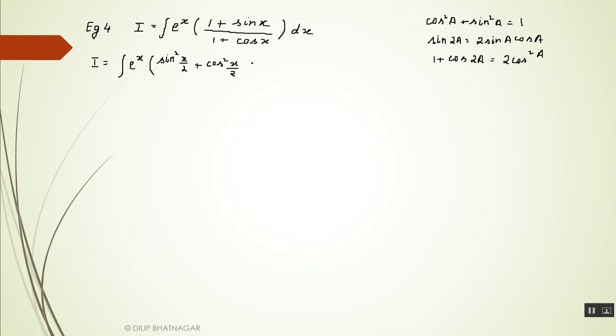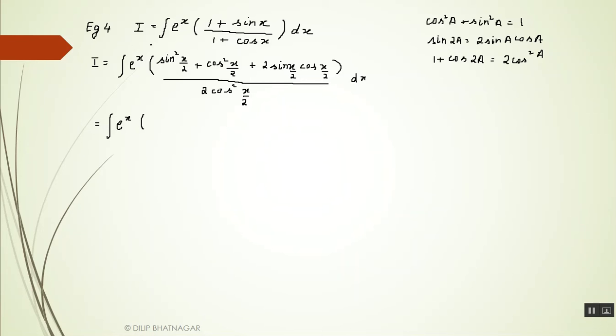Okay, this is 1, and for sine x I write 2 sine x by 2 cos of x by 2, right? And 1 plus cos x I can write as 2 cos square x by 2, right? So this will be equal to integral e to the power of x.